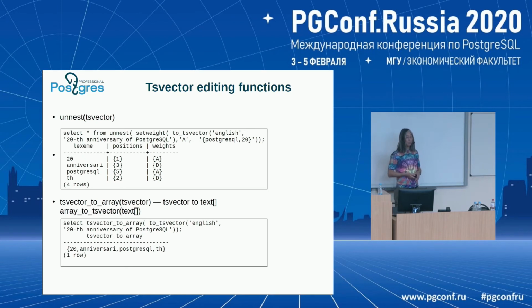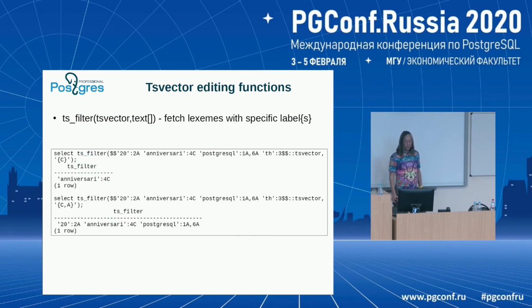And a very useful function, unnest. Unnest is a thing that unnests an array. So here we are unnesting the TS vector, and we show it as lexeme, position, and weights. It could be useful sometimes, for example, to make a join with something and to create something cool out of it. There is a TS vector to array. You can present it, display it as an array for some manipulations.